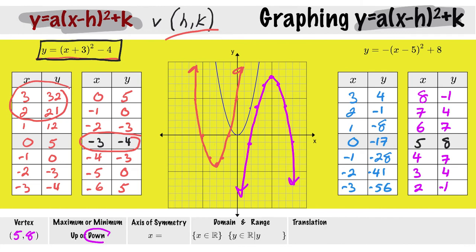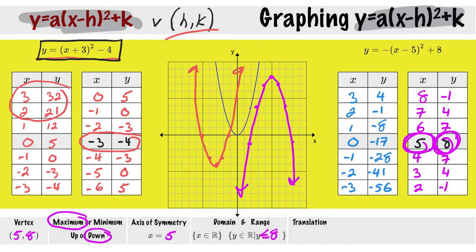It opens down, so my vertex is a maximum. Axis of symmetry is now changed. The axis of symmetry is the x value, so x equals 5. The range is as x is equal to and less than 8.